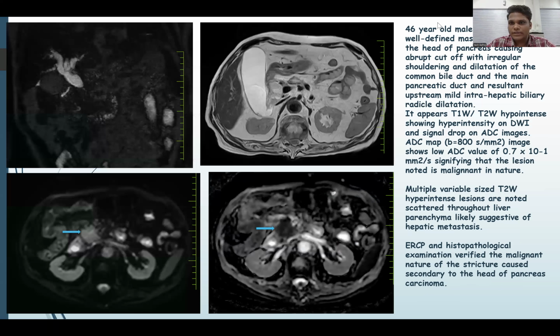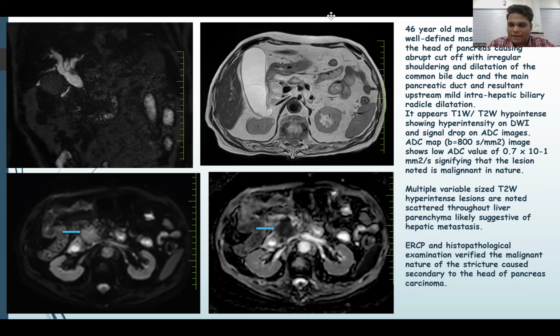This is a case of a 46-year-old male showing a fairly well-defined mass lesion involving the head of the pancreas, causing abrupt cutoff with irregular shouldering and dilatation of the common bile duct, the main pancreatic duct, and resultant upstream mild intrahepatic biliary radical dilatation. It appears T1, T2 isointense, showing hyperintensity on DWI with a signal drop on ADC images. When the ADC value was calculated using the region of interest, it was found to be 0.7 × 10^-3, signifying the lesion as malignant in nature.